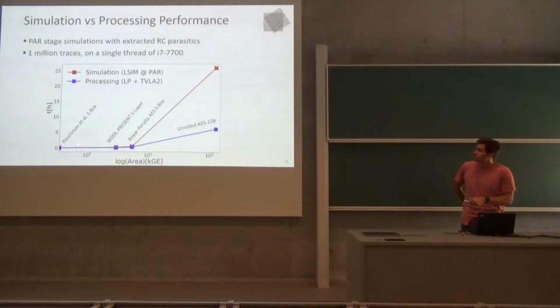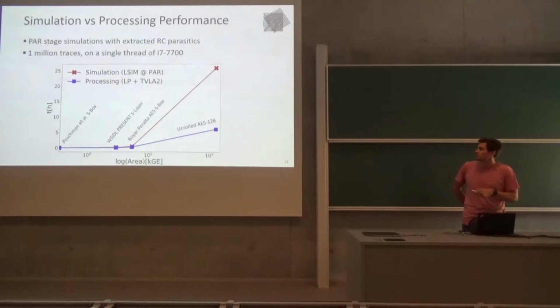Here we plot different designs, and we take the placed and routed designs with all the parasitics, so it's basically as complicated as it gets. We ask how much time we need to simulate and process 1 million traces on a single thread of this particular desktop workstation. For the processing, we do second order TVLA, so first order TVLA is even faster. For smaller circuits, this here is 10 kilogate equivalent. For the majority of building blocks, or the majority of designs you'll start working on, it's really a matter of minutes, and the time required to simulate and process is comparable.